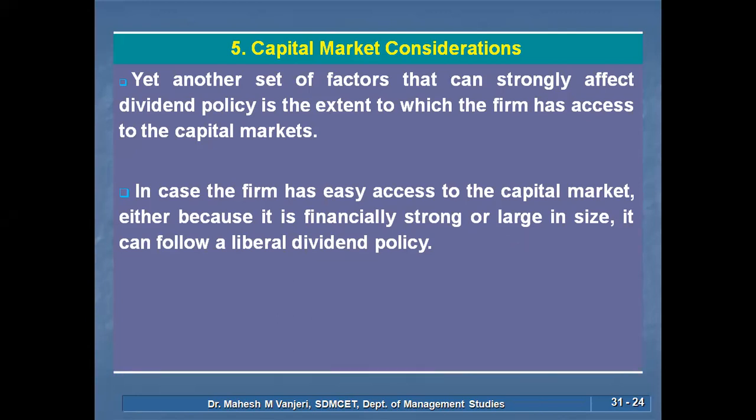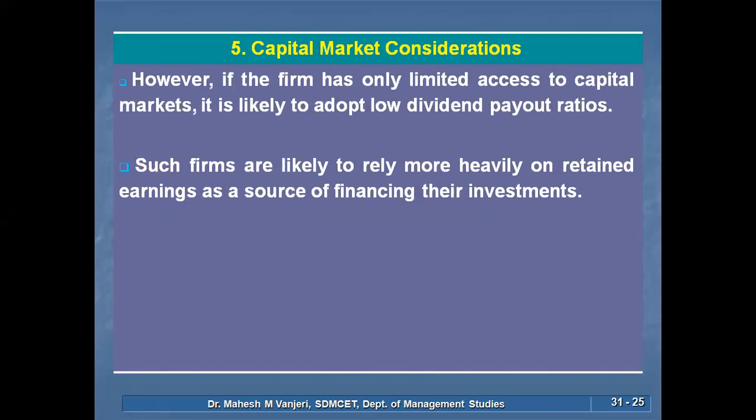So that's about capital market considerations. But what has that got to do with those companies that are not financially strong or not large in size? Such companies try to distribute a smaller dividend and retain a greater amount out of the earnings, so that they can reinvest them into their business. So this is how capital market considerations affect the dividend policy of a firm.